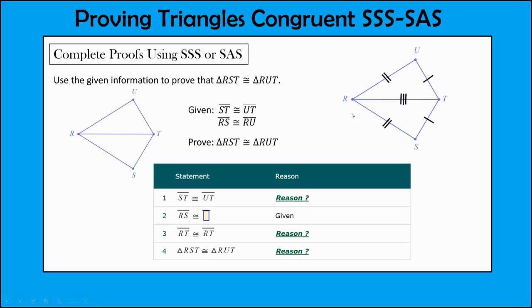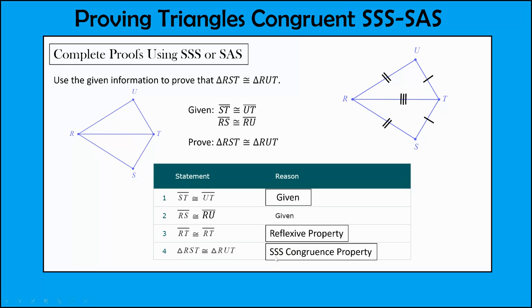Again, make the drawing so you can see all this. ST is congruent to UT, that's a given. RS is congruent to RU, that was a given. RT is congruent to RT. Remember that conclusion we said? That's by reflexive property. Any segment is congruent to itself. That's reflexive. And then the triangles would be congruent because I've shown all three sides are congruent, side, side, side.